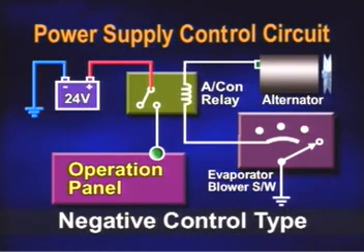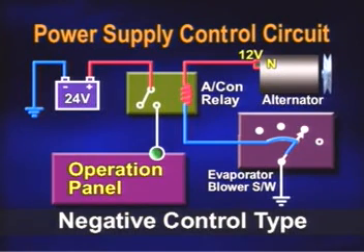This screen shows the circuit diagram of the negative control type. Before engine start, positive current is waiting at the air conditioner relay. When the engine starts, the N terminal of the alternator outputs 12 volts. Then, it passes the excitation coil of the air conditioner relay and waits at the evaporator blower switch. When the evaporator blower switch is turned on, standby current gets grounded. The air conditioner relay is on and standby current is supplied to the operation panel's power terminal.